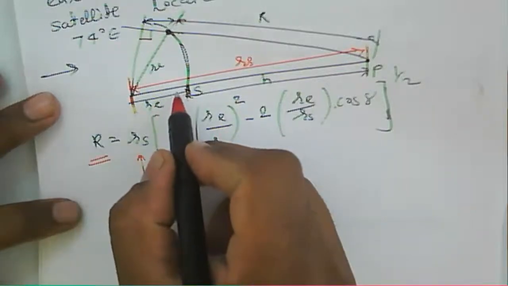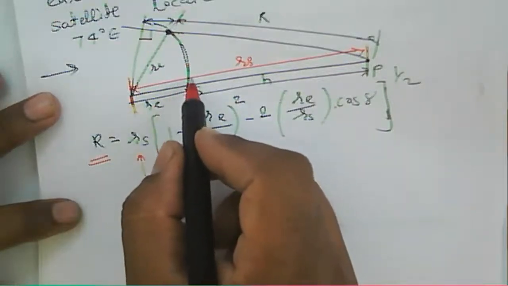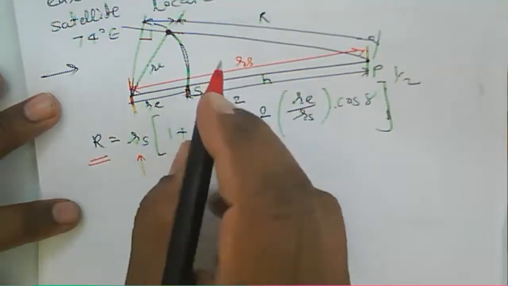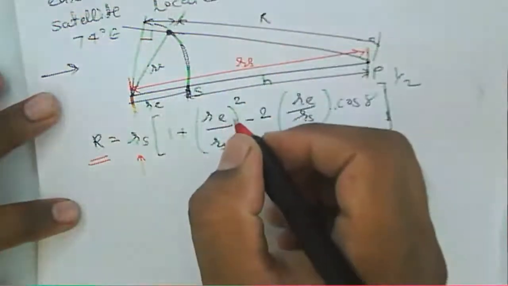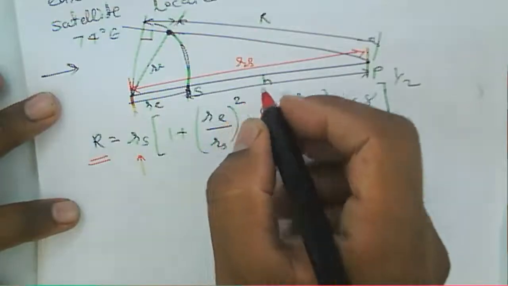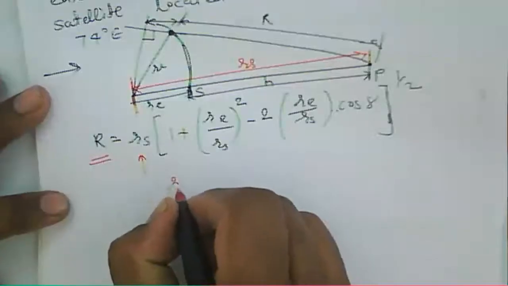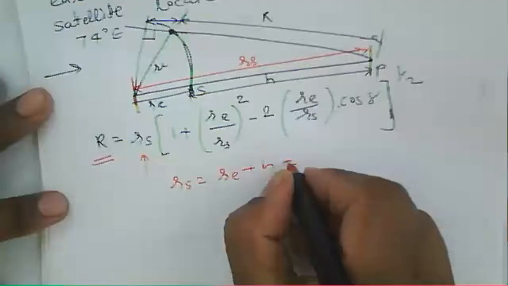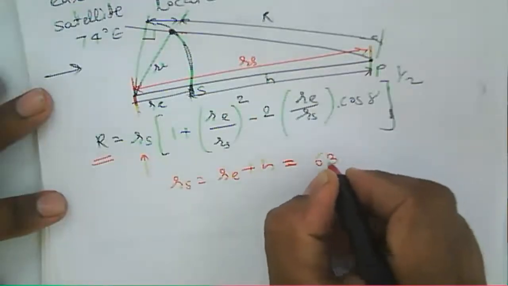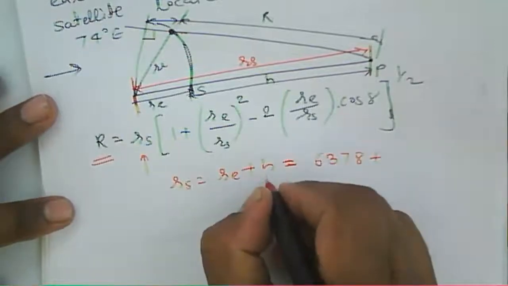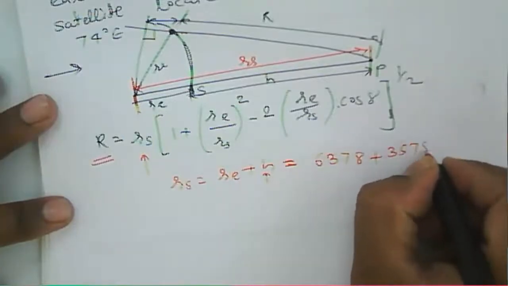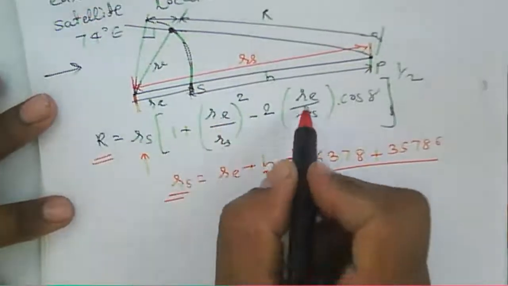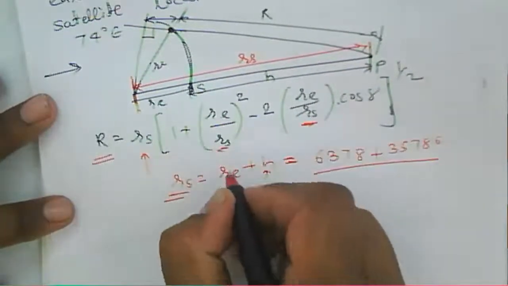The Earth radius we know. The geostationary satellite is at an altitude of about 35,786. Generally we say RS is equal to RE plus h. RE is the Earth radius, about 6378, plus the altitude of about 35,786 kilometers. So we'll get RS. Now we know both terms RE and RS.